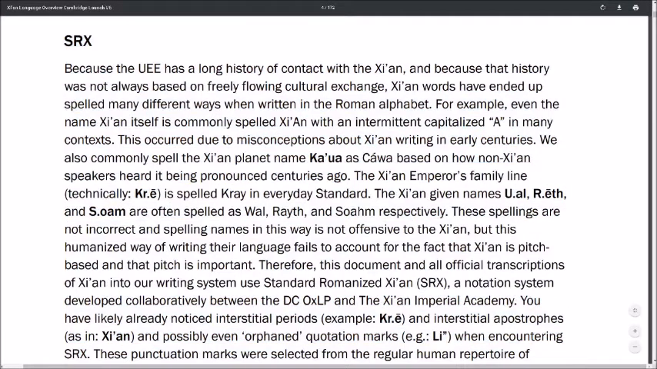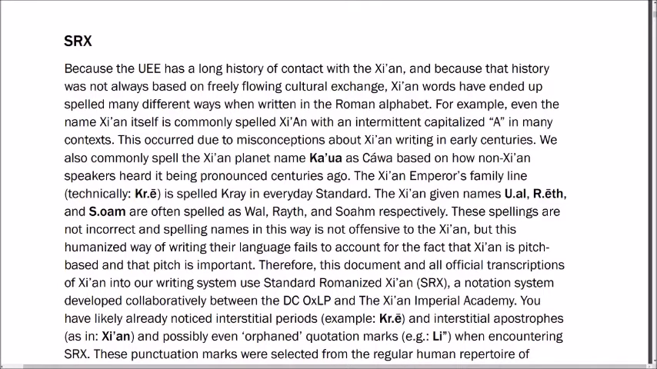SRX: because the UEE has a long history of contact with the Xi'an, and because that history was not always based on freely flowing cultural exchange, Xi'an words have ended up spelled many different ways when written in the Roman alphabet. For example, even the name Xi'an itself is commonly spelled with an intermittent capitalized A in many contexts. This occurred due to misconceptions about Xi'an writing in early centuries. We also commonly spell the Xi'an planet name Kawa differently, based on how non-Xi'an speakers heard it being pronounced centuries ago. The Xi'an Emperor's family line, technically K-R-E, is spelled Kray in everyday standard.